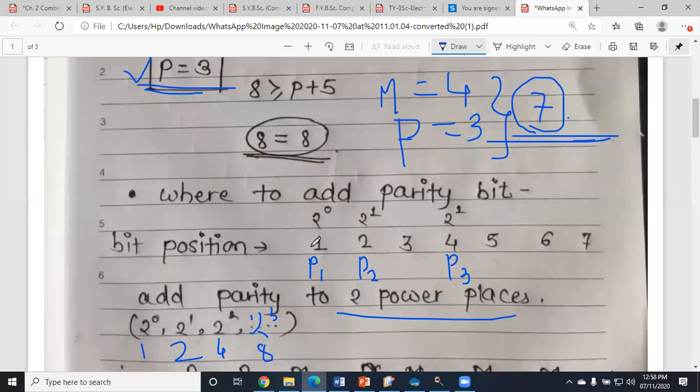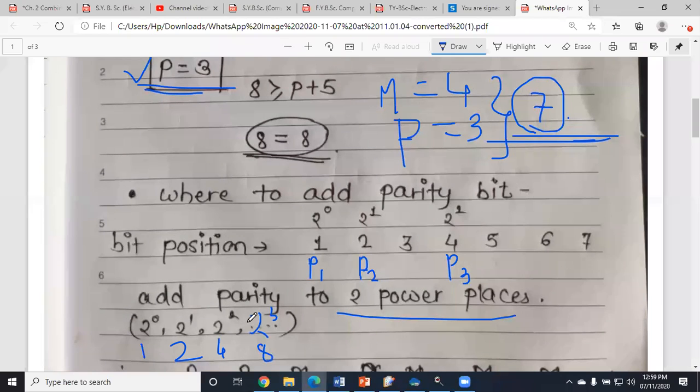2 raised to 0 is 1, so here I will add my first parity bit. 2 raised to 1 is 2, so here I will add the second parity bit. 2 raised to 2 is 4, so here I will add my third parity bit, not here. Getting what I'm trying to tell? We are going to add parity bits at the 2-power places: 1, 2, 4.